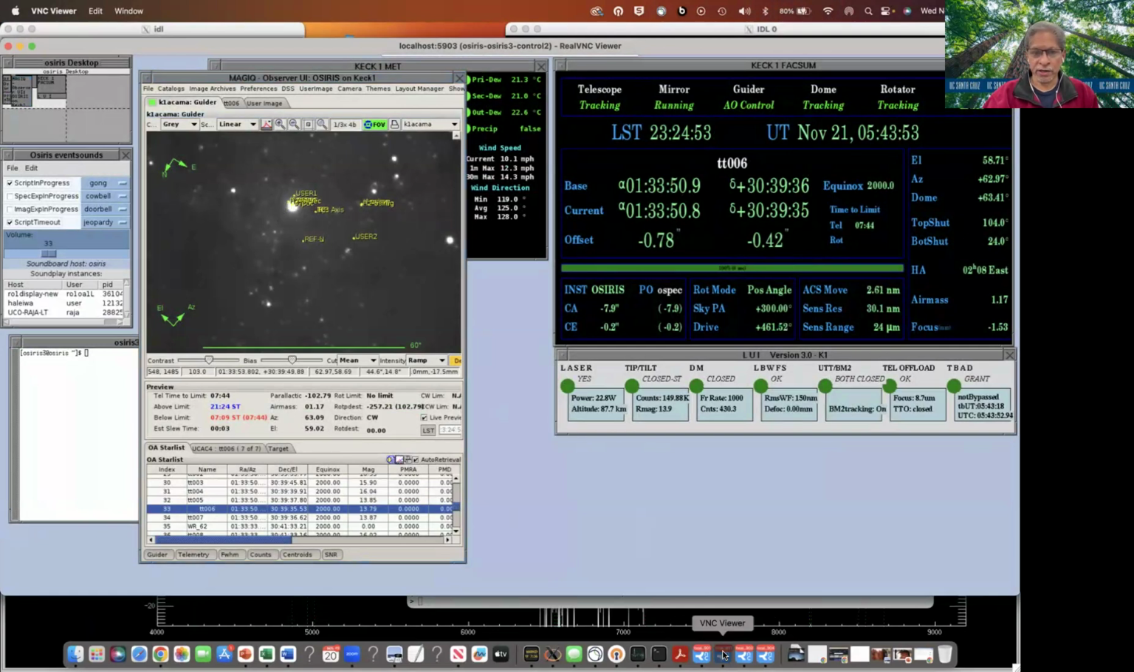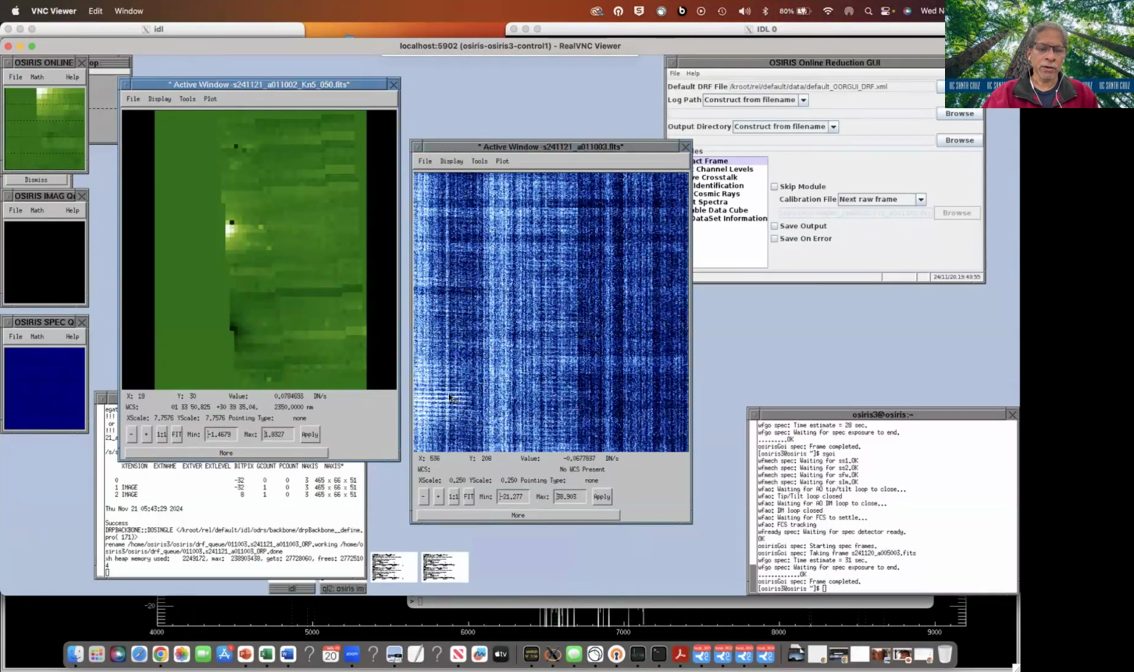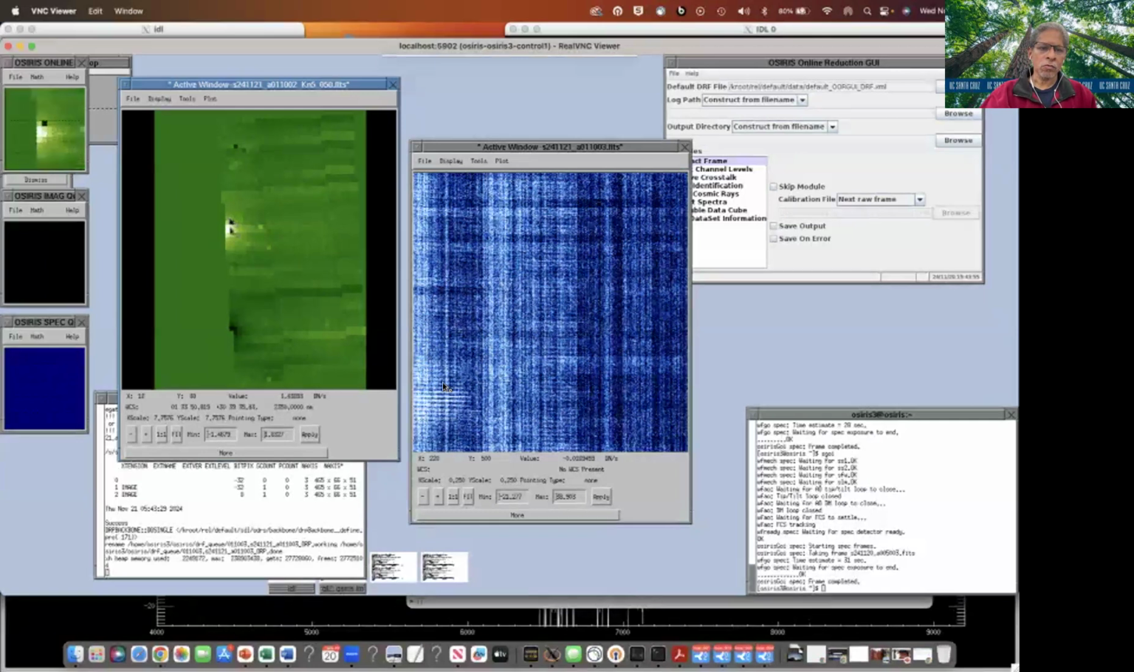Remember yesterday we had it on the right edge. Today we have it on the left edge. I'll let you decide. Okay, that looks good. So we put the star cluster on the left edge of the field of view.